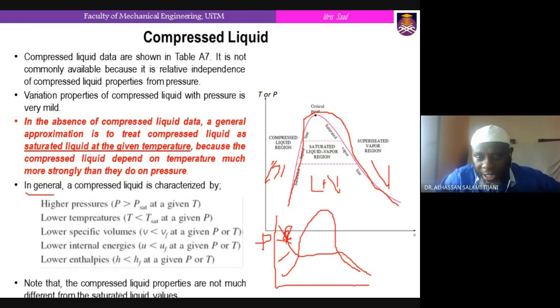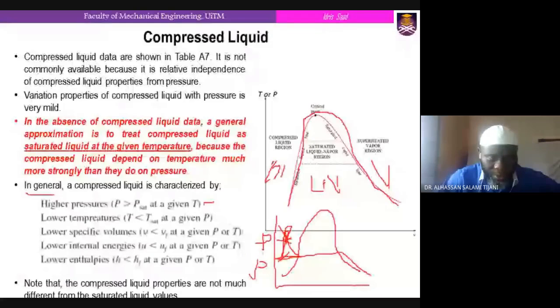Now, the saturation pressure state corresponds to this. This is what is called P saturation. If this P is greater than this P saturation, then it means the fluid is in the compressed liquid region. That's number one. For number two, if you have a fluid in which the temperature of the fluid is lower than the saturation temperature at the given pressure, then the fluid again is said to be in the compressed liquid region.